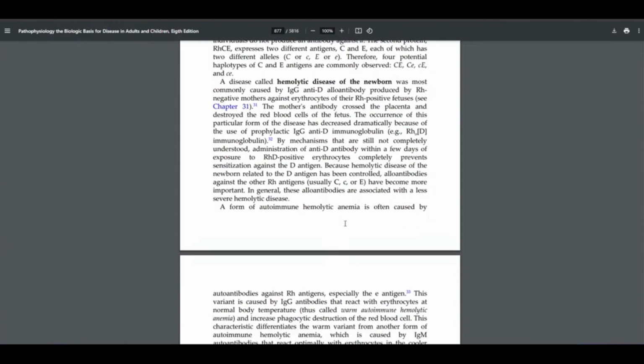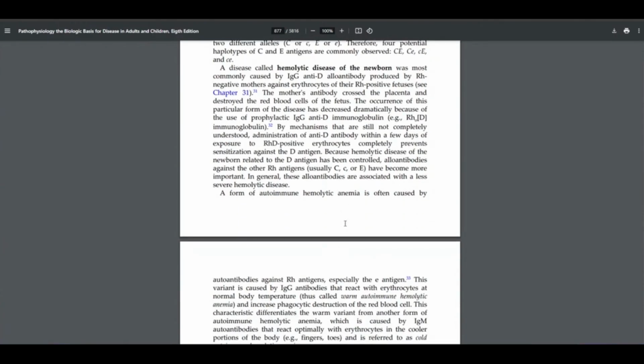That's fine. A disease called hemolytic disease of the newborn was most commonly caused by IgG anti-D alloantibody produced by Rh negative mothers against erythrocytes of their Rh positive fetuses. The mother's antibody crossed the placenta and destroyed the red blood cells of the fetus. The occurrence of this particular form of disease has decreased dramatically because of the use of prophylactic IgG anti-D immunoglobulin.